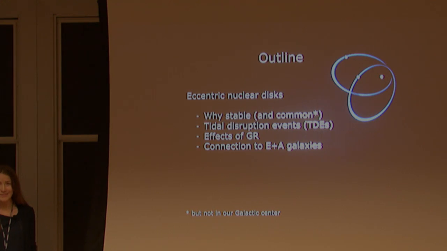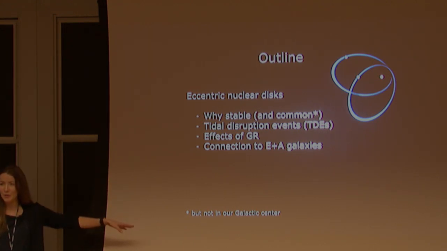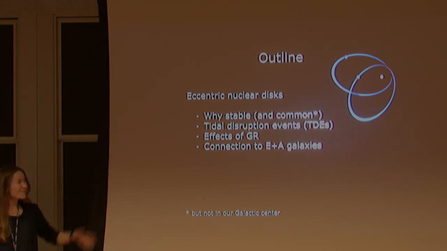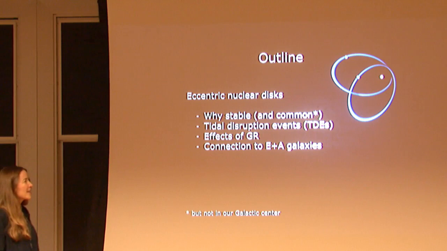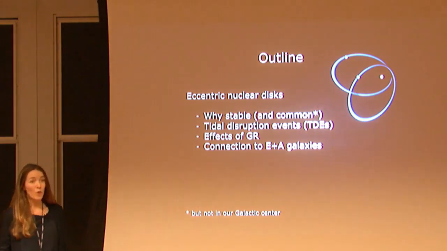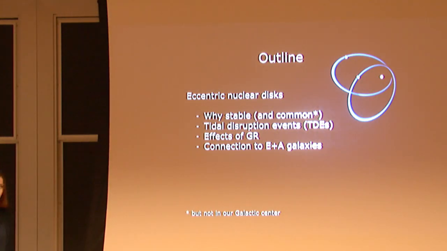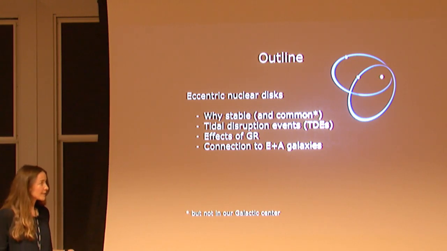Since this is a dynamics conference, I'm going to address why these eccentric nuclear disks are actually stable, and also why I think they're common in the universe. I will, of course, then address why we don't have one in our galactic center. Any theory that proposes they're stable and should be extremely common needs to address this point. And then move on to why tidal disruption events should be common with stars that originate from these disks.